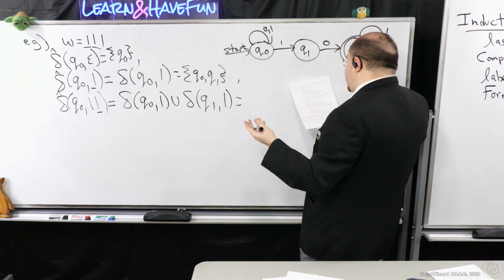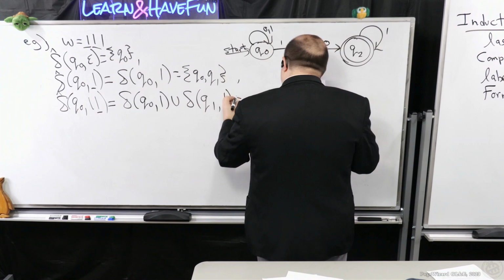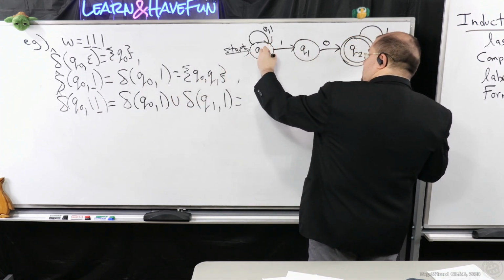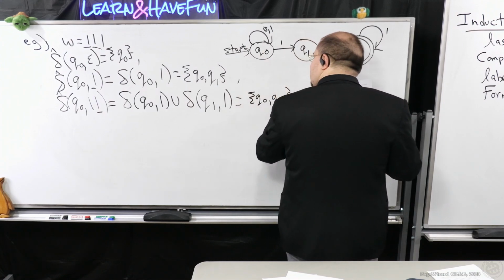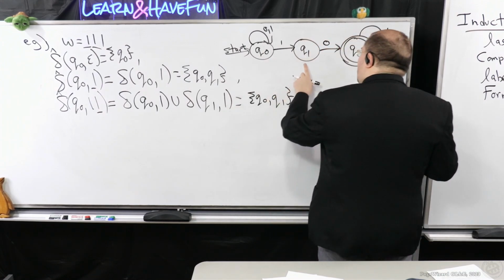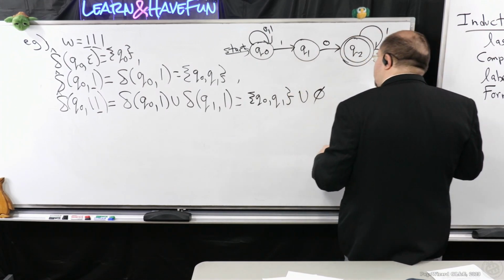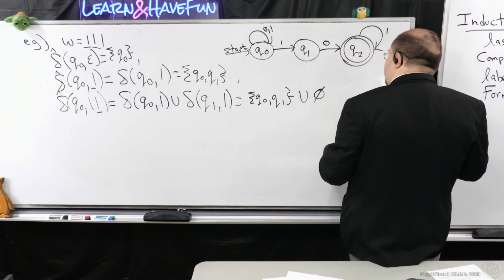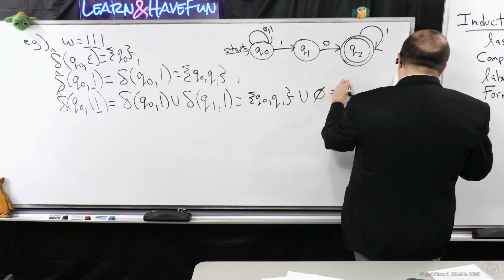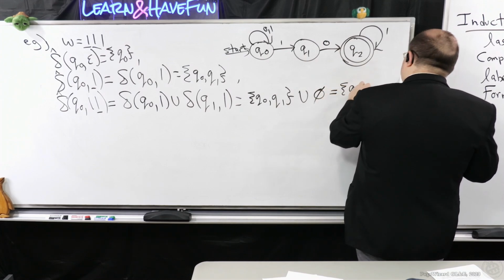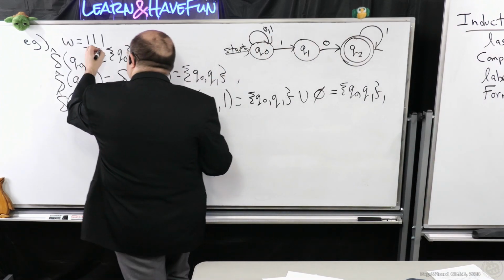And naturally, what happens? Okay, in the first case, Q0, 1, we get Q0, Q1 again. Union on a 1 in Q1, we get the empty set. There are no set of states other than the empty set of states in that case. So we end up with Q0, Q1. And now we have to read the last symbol.